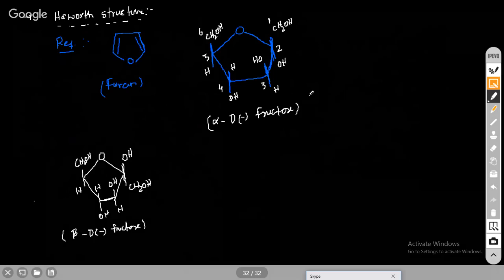The name of these compounds we call fructofuranose. Like there we have glucopyranose, here it is fructofuranose. Both compounds are fructofuranose, alpha and beta.